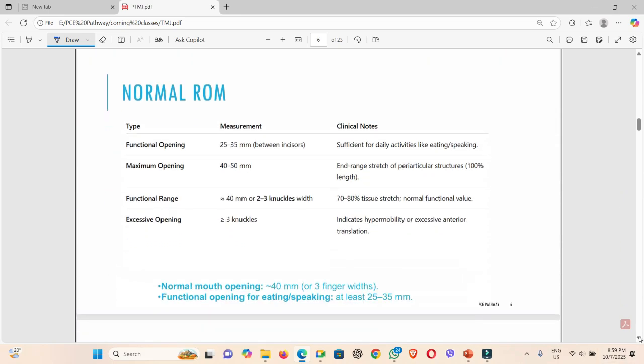Then, okay, range of motion. This is also an important concept. So, what is the normal range of motion? Functional opening. Yes, Ishan.